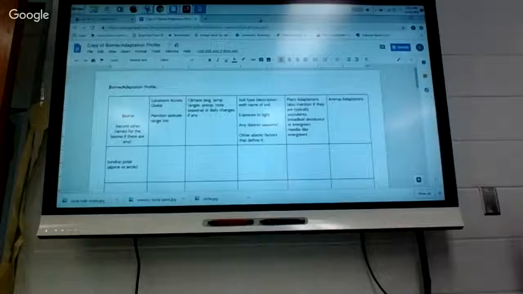Okay, and the next one is 250 plus. And this is because of the specialization within the cells.